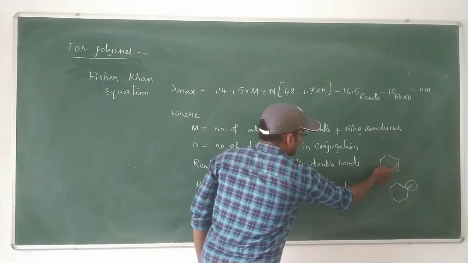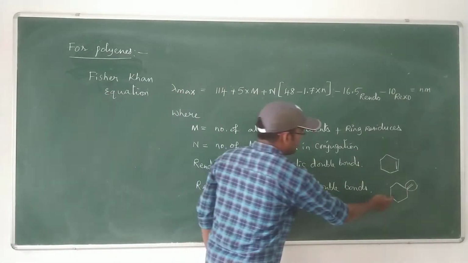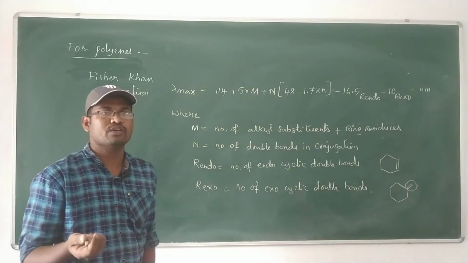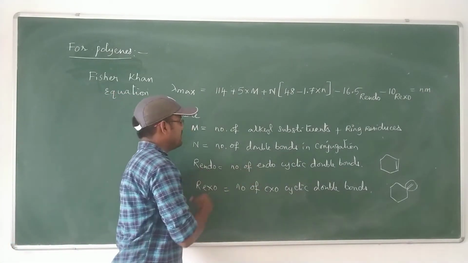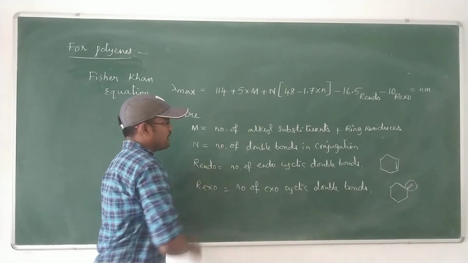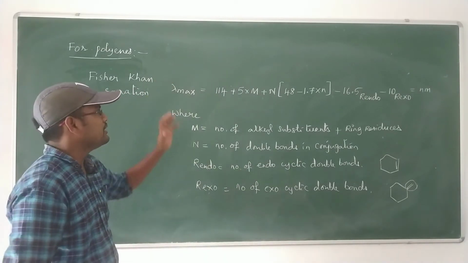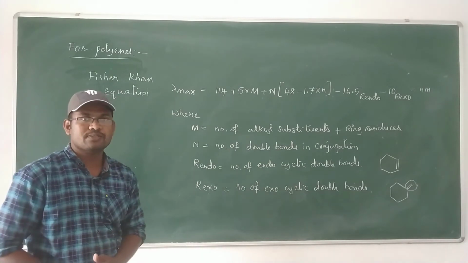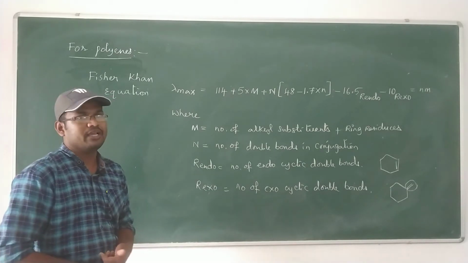So first, endocyclic means the double bond present in the ring. Exocyclic means the double bond present outside of the ring, and that outside double bond must be conjugated with the ring double bond. And m is equal to the number of alkyl substituents plus ring residues, n is equal to the number of double bonds in conjugation. So this is the Fieser-Kuhn equation. The mathematical formula is useful for calculating lambda max values of polyenes. Polyenes means the compounds which have more than 4 double bonds.